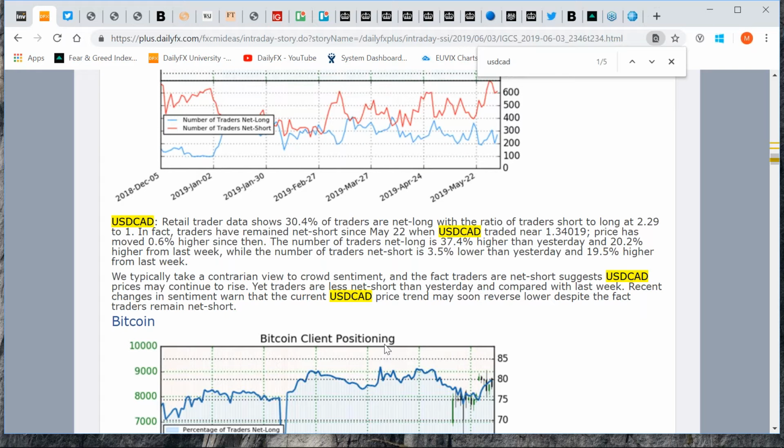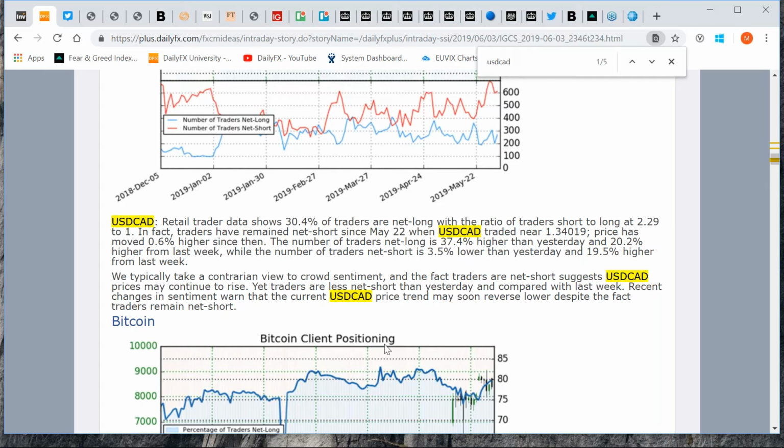interesting. Retail trader data show 30% of traders net long. The ratio of traders short to long is 2.29 to 1. So in other words, shorts much higher than longs. Traders have remained net short since May the 22nd, when dollar CAD traded near 134.019. The price has moved 0.6% higher since then.